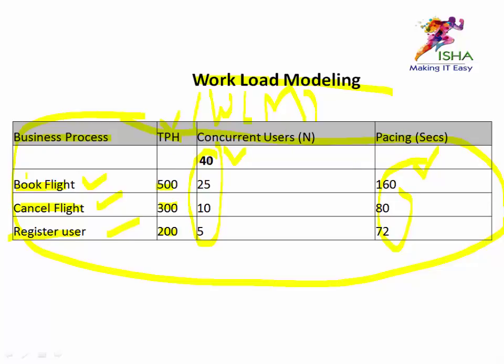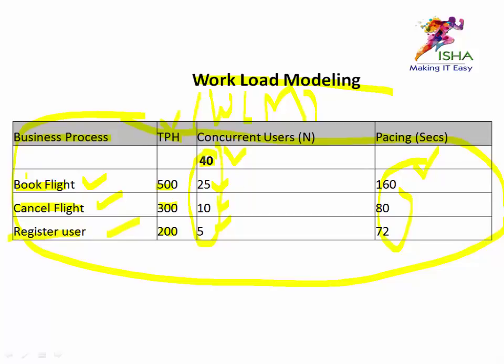Okay, so typically the concurrent users and the TPH are what they give you as part of the NFR. So we arrive at the pacing by using workload modeling, and we arrive at the concurrent users as well. I mean, you break down the total users into users per script. Like out of 40, 25 I have given for the first script, 10 for the second script, 5 for the third script. How do we break it down?